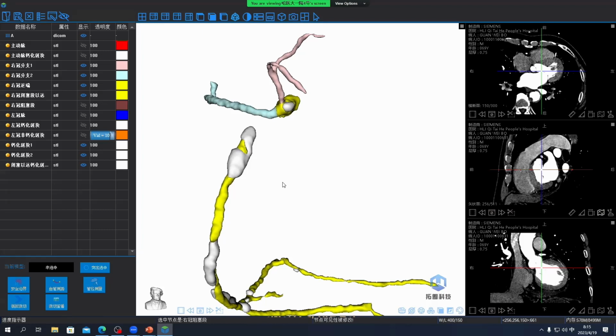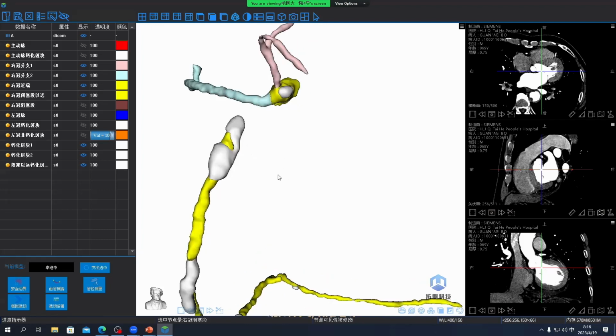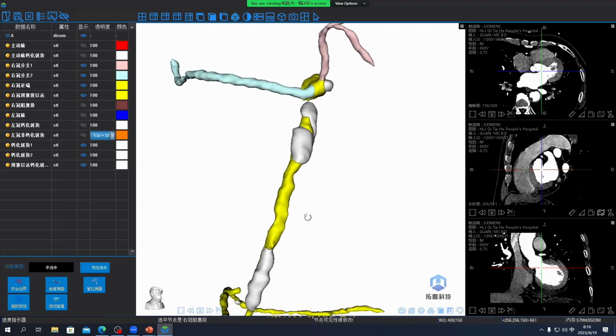Dr. Wang used the mouse to show the audience where the proximal calcification is. Okay, so just at the ostium of the RCA. Okay, and also rotate a little bit.